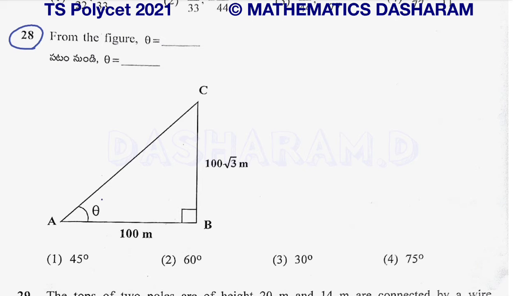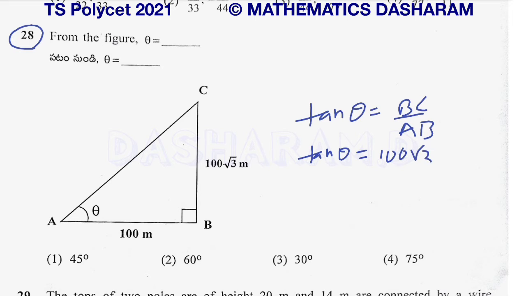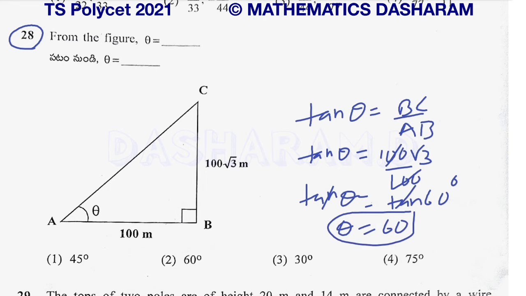So here is a diagram. Angle A is theta. Theta opposite side given, theta adjacent side given. So use the tan theta formula, that is theta opposite side divided by adjacent side. So tan theta = opposite 100√3 and adjacent 100, both cancel. Tan theta = √3 means tan 60 degrees. Tan cancels, theta = 60. So your option 2 is correct.